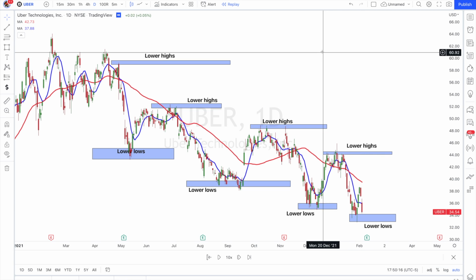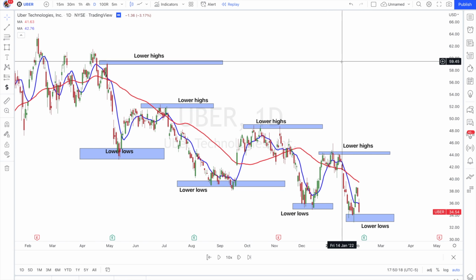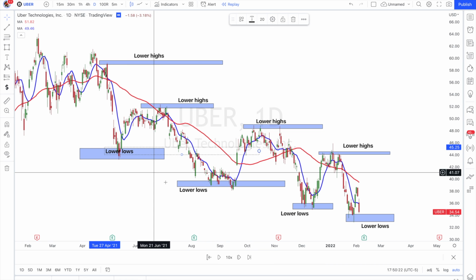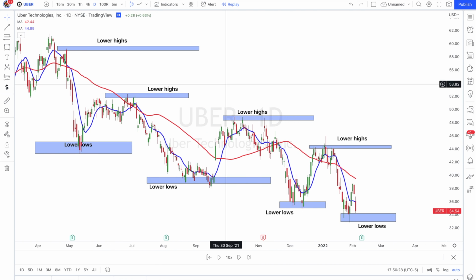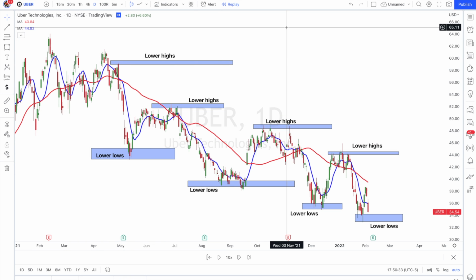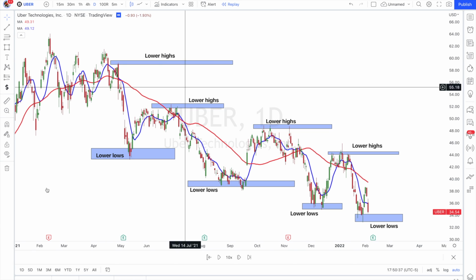So now that we've identified that prices are most certainly creating lower highs and creating lower lows, we can validate that Uber is on a downtrend. Now that we know prices are on a downtrend, how would we draw our downtrend channel?